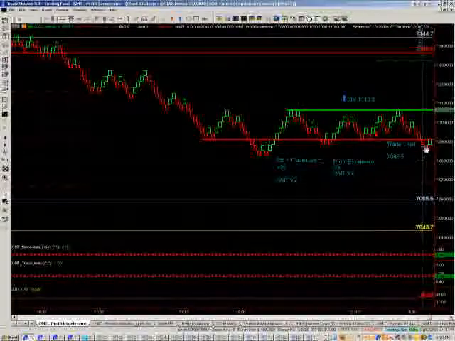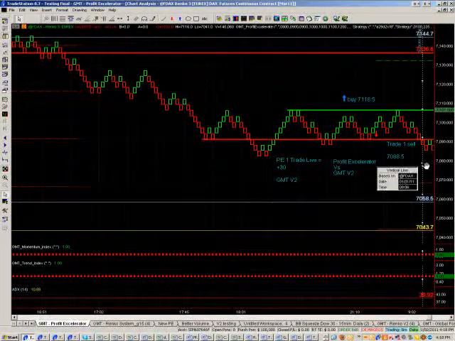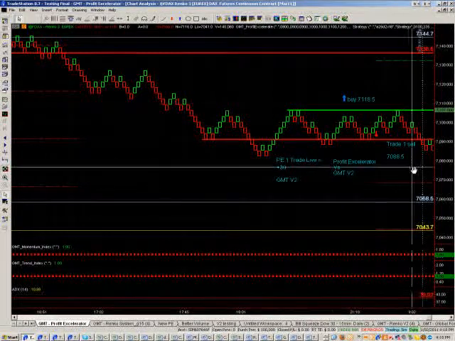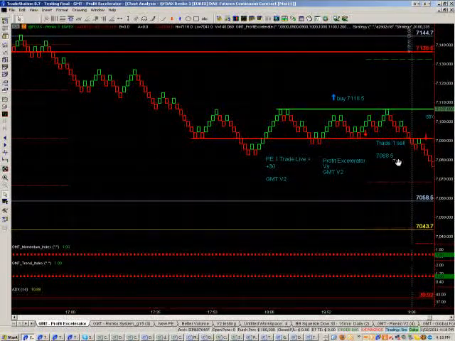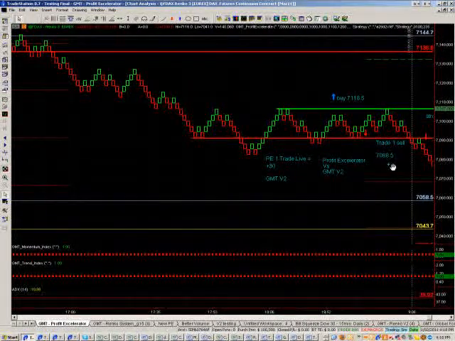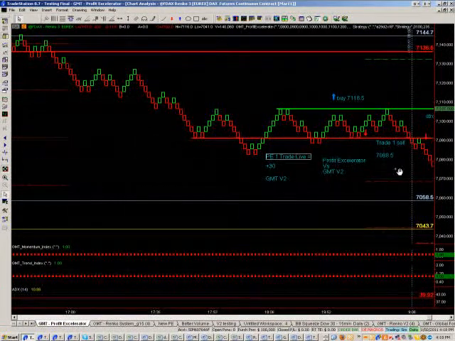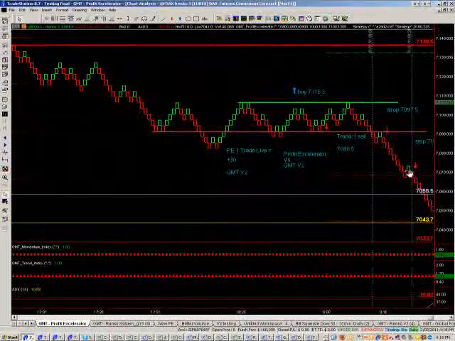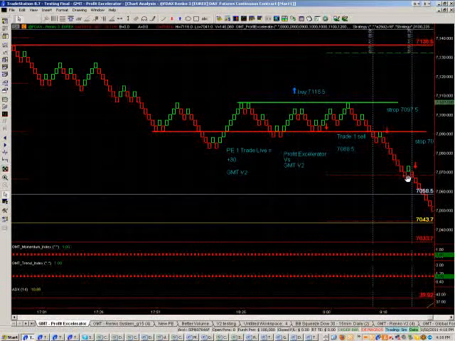708.850, and you can see here, bang, we get triggered into the trade just a little bit past 9 o'clock, 9:06, and we're on for a short. Now we have a 15-point trailing stop, and this is a profit accelerator. Now this market quickly moves down, pulls back a little bit. That's a V2 entry there.